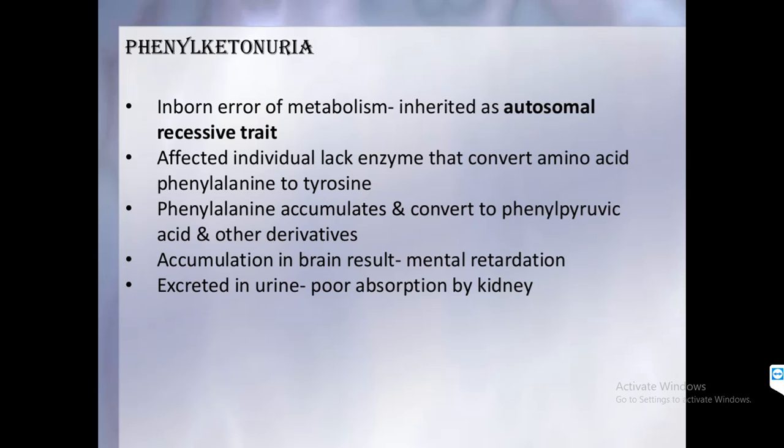So phenylalanine gets on accumulating and converts to phenylpyruvic acid and other derivatives. So that's why phenylketonuria is also a disease that is harmful, because phenylalanine is not good if it gets accumulating in the body. Accumulation in brain results in mental retardation, and it is being excreted in urine, and poor absorption is done by the kidney. So water is also not absorbed in a very high amount. So that's why it is a dangerous disease.